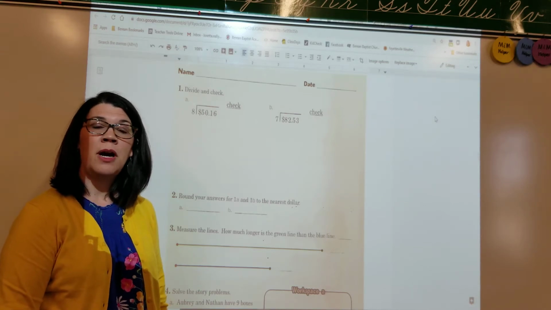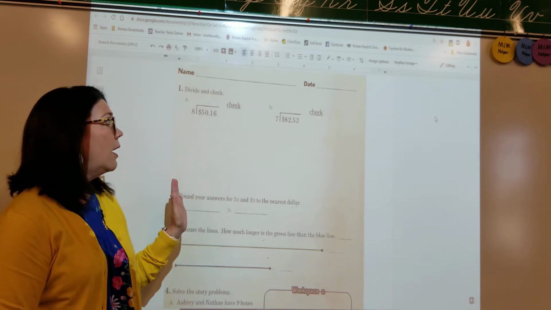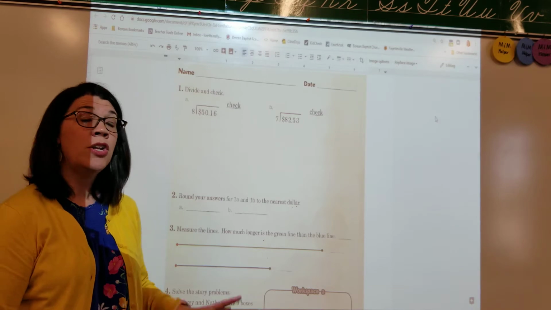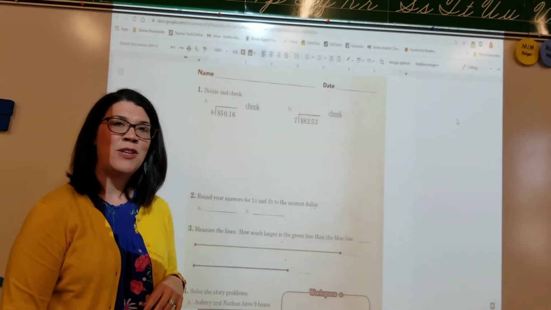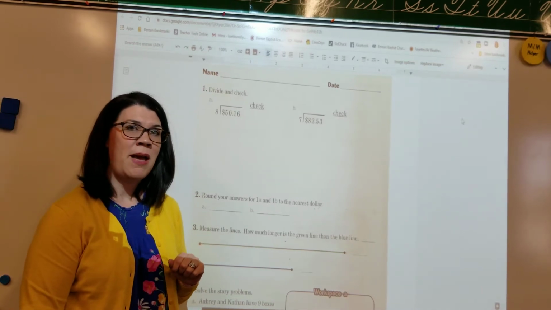We are going to do a review lesson together today, so make sure that you have your page out that matches mine here, and we'll go ahead and get started. We're not going to do all of it together, but we'll do some parts of it together. Make sure that you are moving right along with everything that we're learning in math right now.